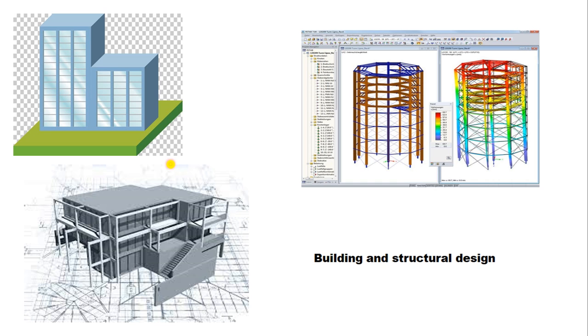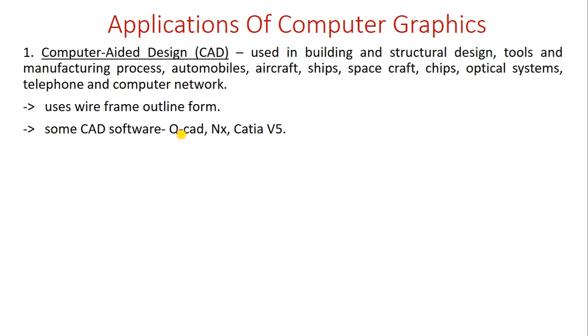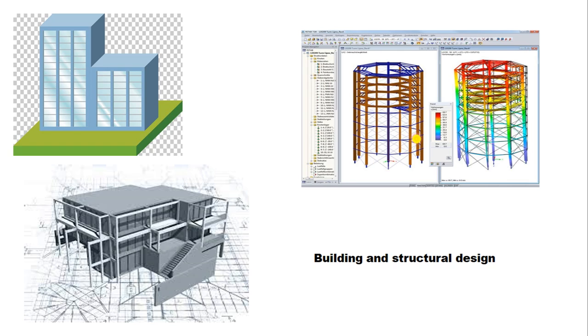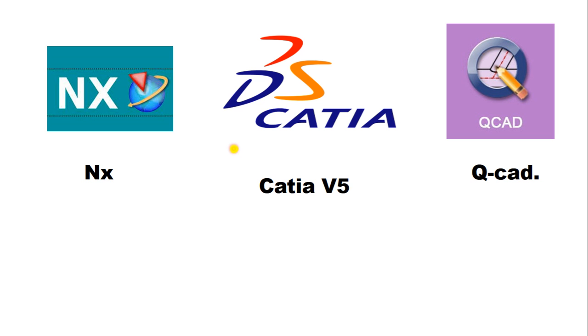And next are some CAD software: QCAD, NX, and CATIA V5. These are different versions of CAD. I will show you the logos for NX, CATIA V5, and QCAD.